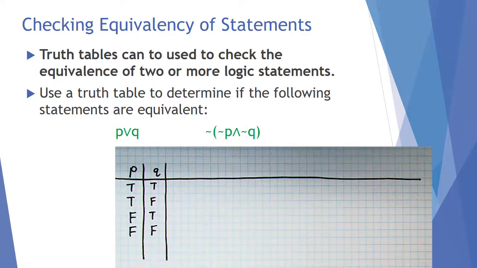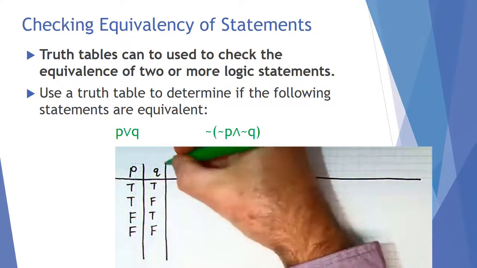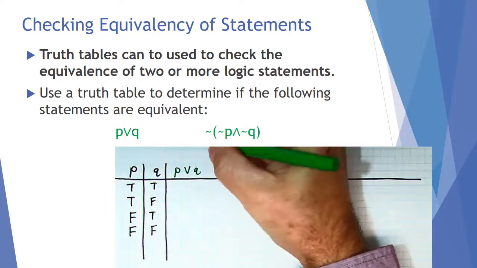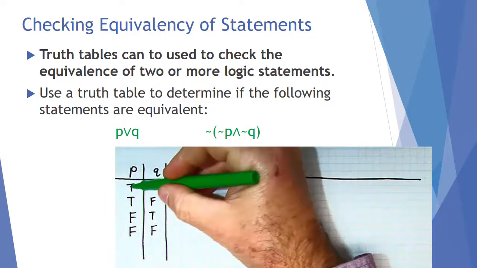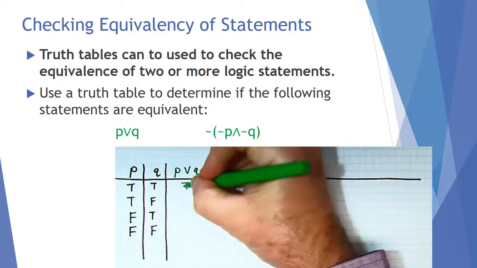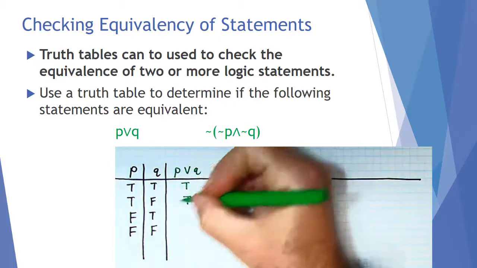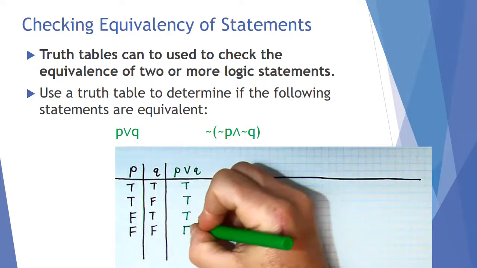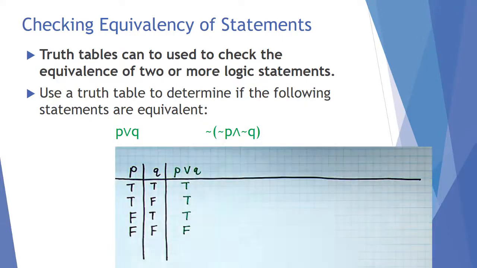Okay, so we want to build a truth table that contains both of these columns. The first one, the one on the left, that's pretty easy. P or Q, we can build that one right off the bat. We need either P to be true or Q to be true. So row 1, we have both. Row 2, we have one of them that's true. Row 3, we have one that's true, but row 4, we don't. And so that column is going to be true, true, true, false.